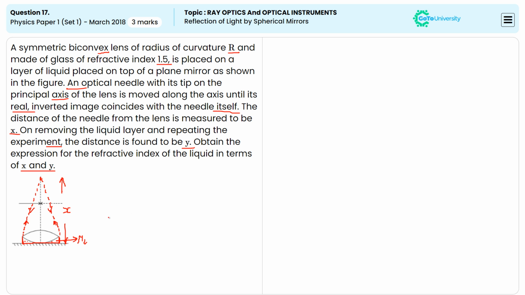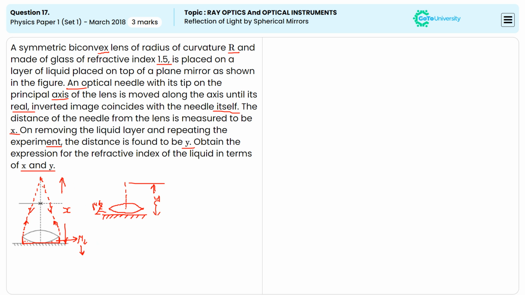That means if I go to the same diagram, assume that this is the mirror. Over the mirror, if I place the convex lens, then the focal length here will become y. When instead of liquid, air is there, I am going to write it as mu g. Now we need to find the value of this mu L. That is the work.